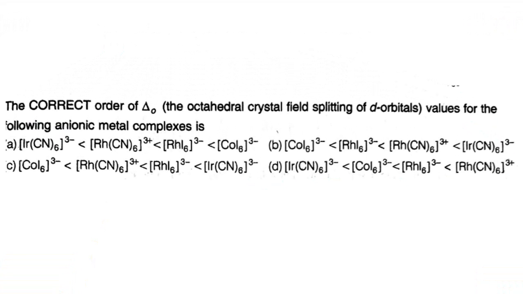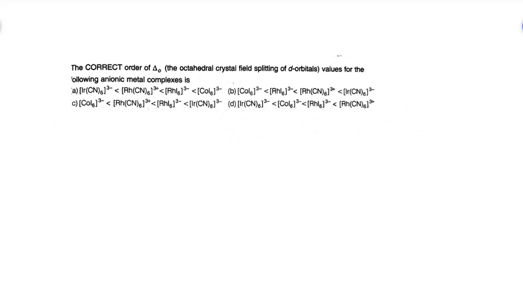Let's move into the next question. What is the correct order of delta O, the octahedral CFSE values, for the following anionic metal complexes? The various anionic metal complexes of iridium, rhodium, and cobalt are given. What is the concept? Here the CFSE depends upon the ligands and the d orbitals.